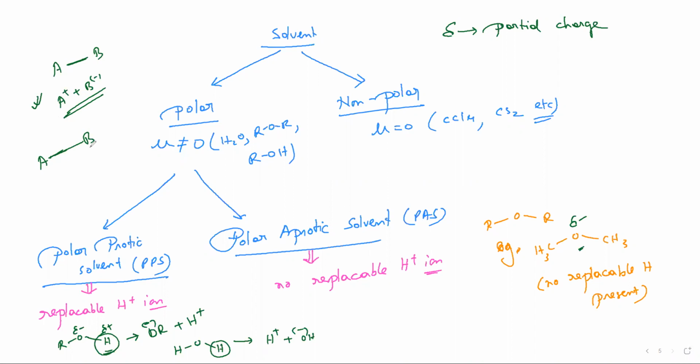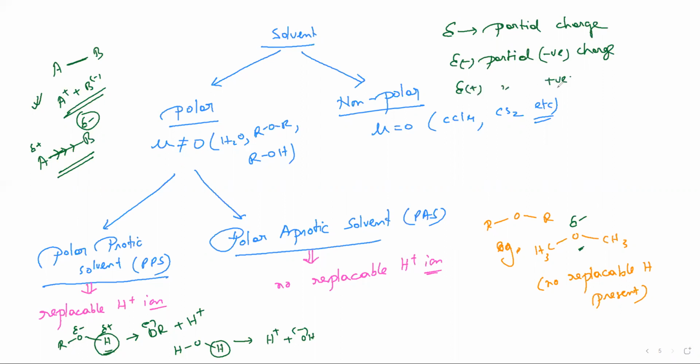In this case, this is a covalent compound, and B is more electronegative. That's why it can attract the bonded electrons towards itself. So in delta minus and delta plus, delta minus means this bond can never break. These are called delta minus, partial negative charge, and delta plus is partial positive charge.